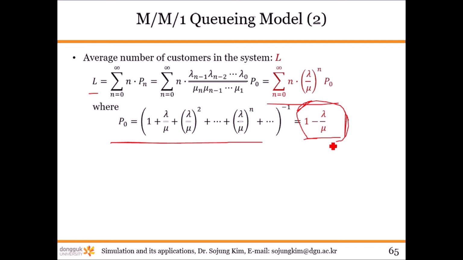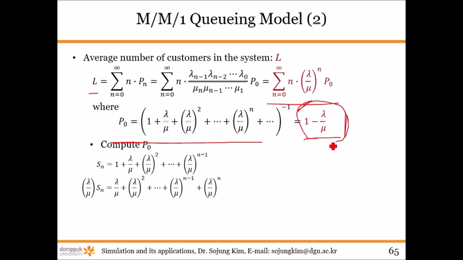right? Very simple and easy. And then here is a proof to calculate the Sn, okay? So basically this P0 equation, and as a result you will get 1 minus lambda over mu as the value of P0. Oh, sorry, yes, this value. All right, so you can use this one to get the value of L.